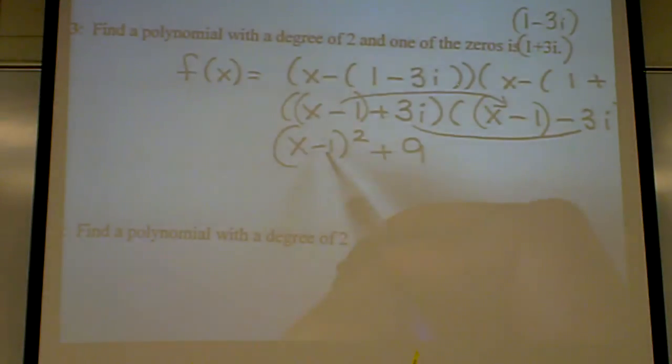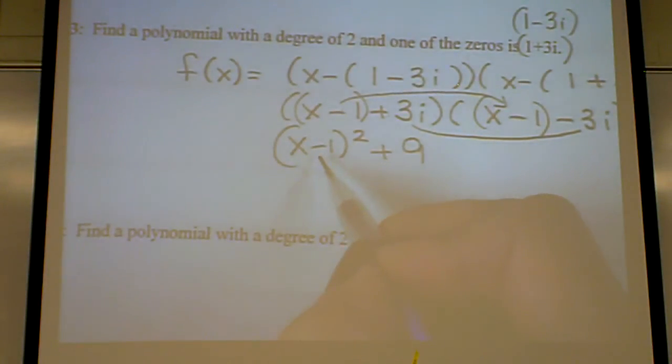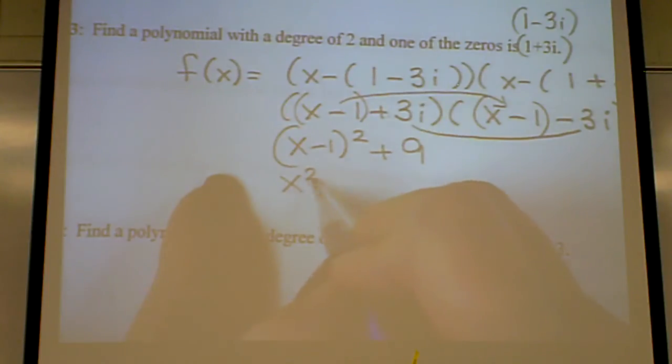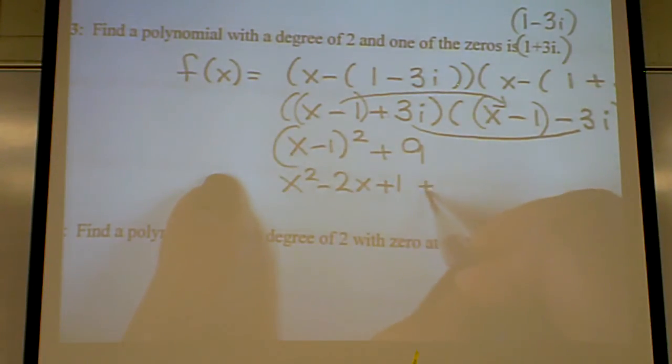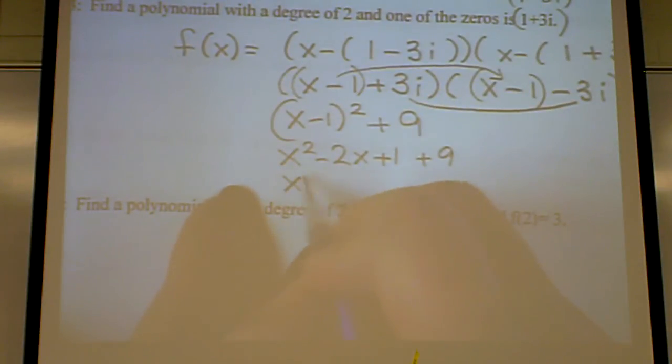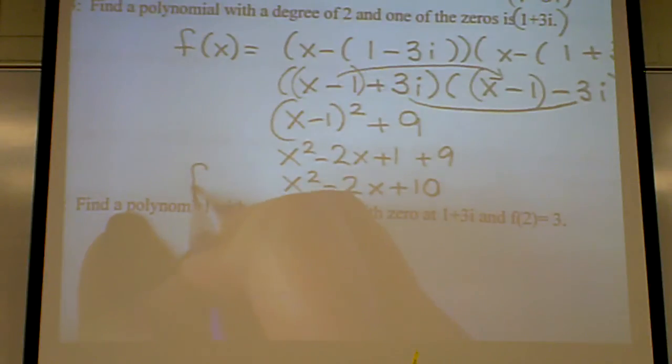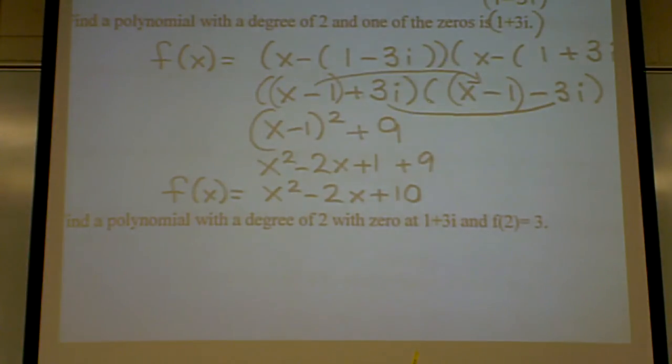Now can you factor this? How do you factor this? And then add your 9. And simplify. And that's your answer. That's a polynomial that has zeros at 1 plus 3i and 1 minus 3i, and we don't care about the a value.